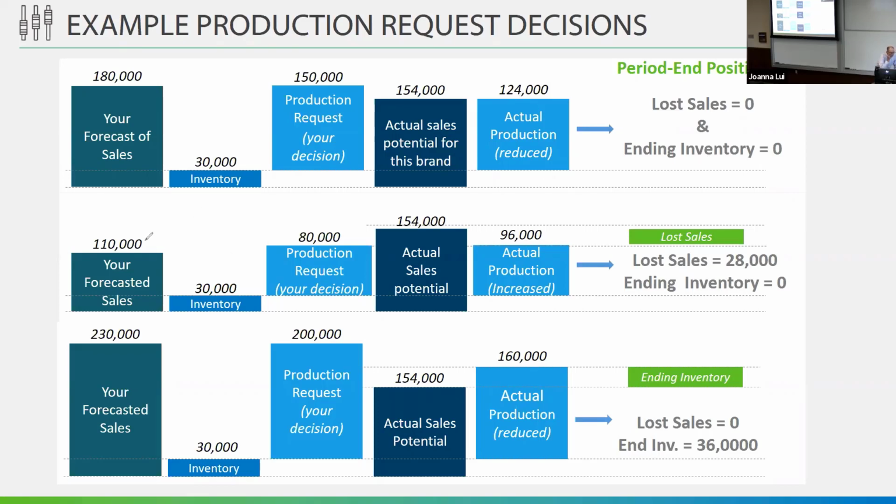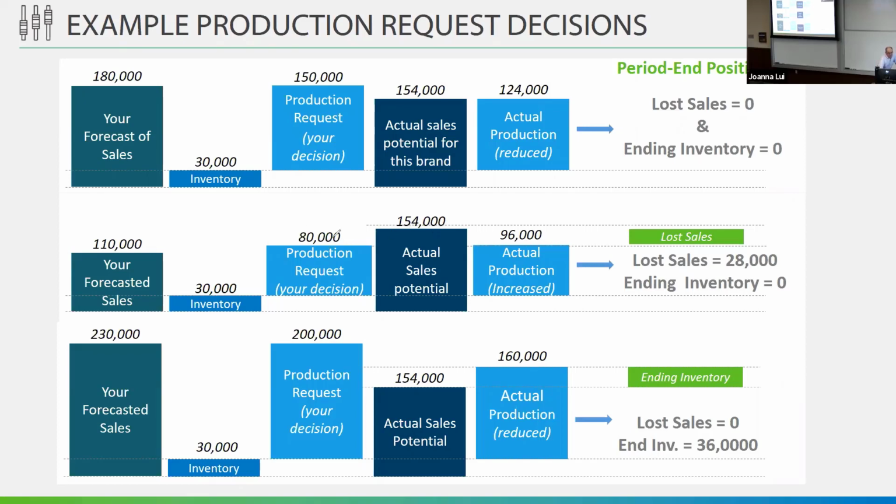Let's say that you forecast 110,000 this time instead of 180, and you have 30 in inventory like before. So being an MBA student, you can subtract 30 from 110, you got 80,000, produced that, or total production to create that many, and actual sales would have been 154,000.